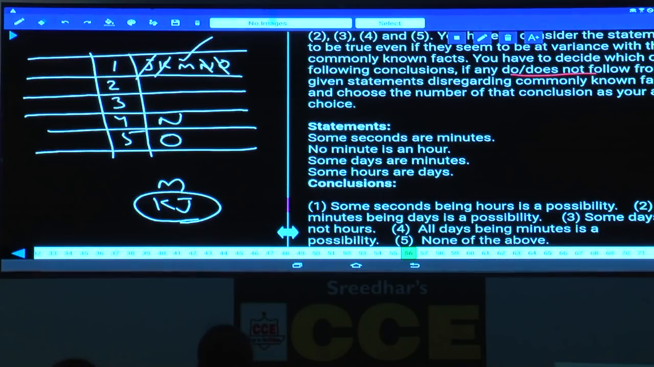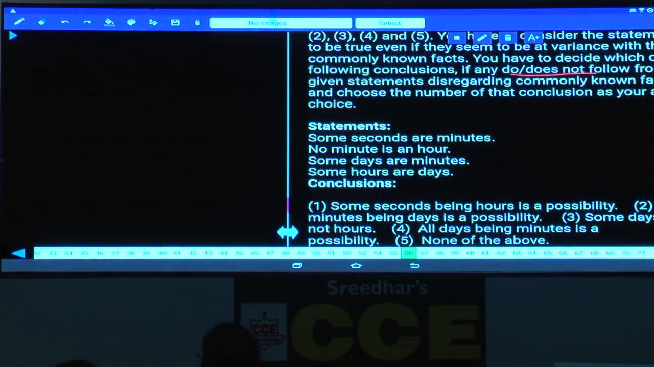Does not follow means, what do you mean by this does not follow? It should not be followed even in a single case. Then only we say that it is 100% does not follow. Hence your focus is always to prove whether it can follow at least once or not. Whether it can be true at least once or not. If it is true once, it cannot be false forever. Clear? In the case of does not follow, we should always focus on making it true.